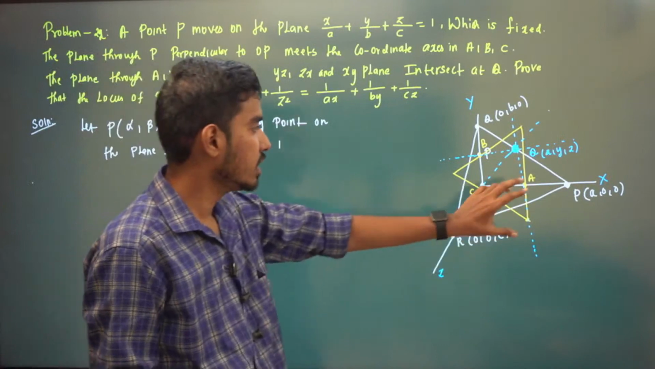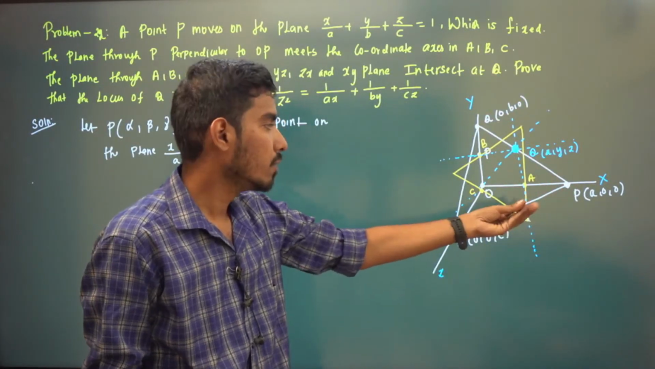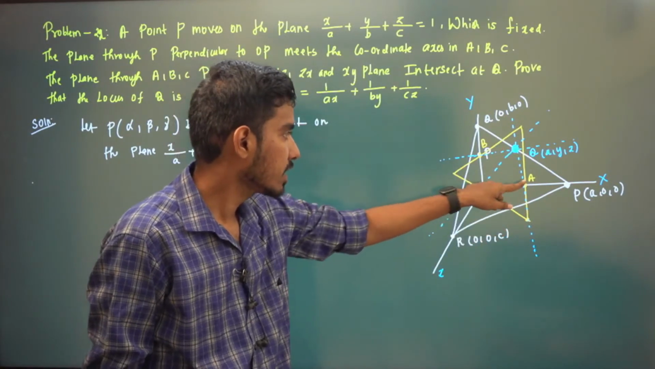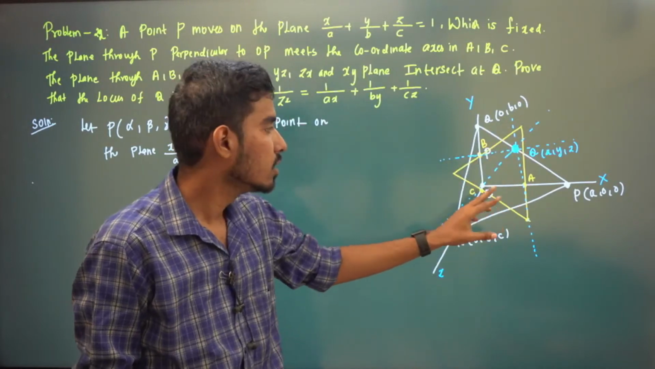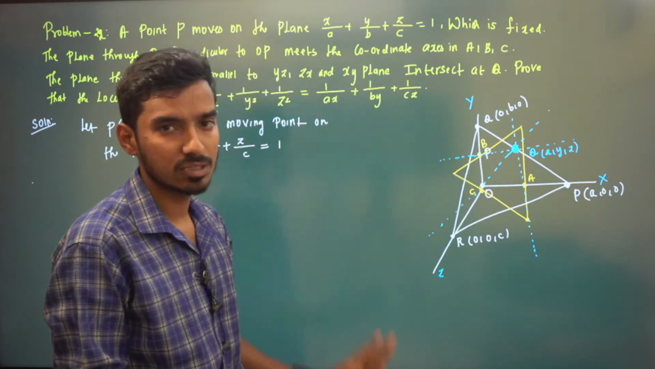So we have two planes here. The first plane is x by a plus y by b plus z by c is equal to 1. But we don't know the equation of yellow plane. This yellow plane meets the coordinate axis in ABC, and through ABC we are drawing parallel planes, and this will meet at some point Q. We need to show the locus of Q is this, right?